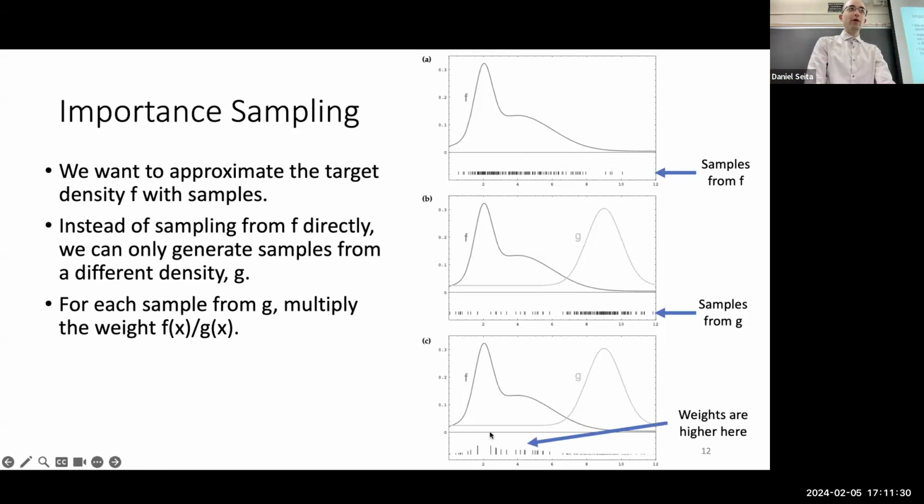And then the weights are higher here. So what happens now is we've sampled a bunch of things from g, but we're overweighting the values where f is actually higher. So it's f divided by g. In this region, f is very big and g is very small, so the whole fraction becomes very big. And that way, if you're doing sampling with replacement, for example, you would sample the items in this range much more often.